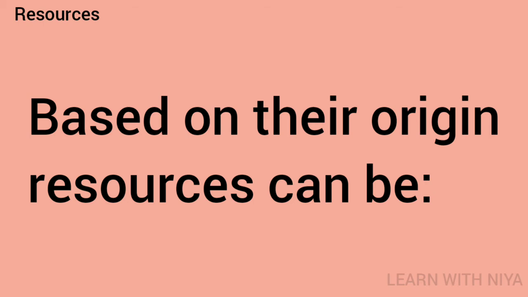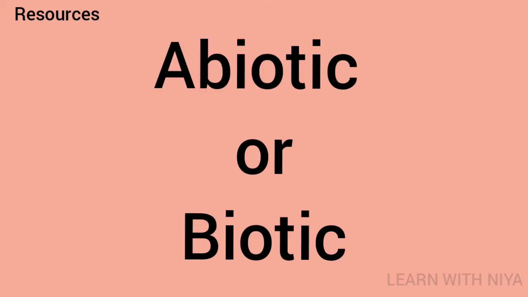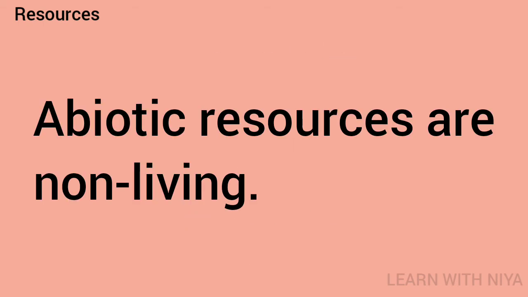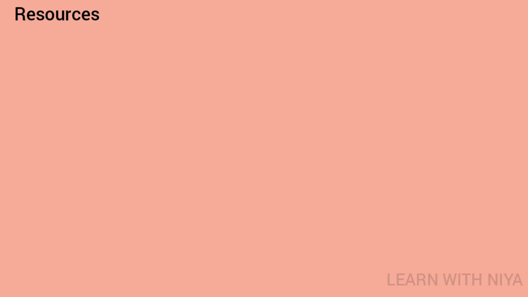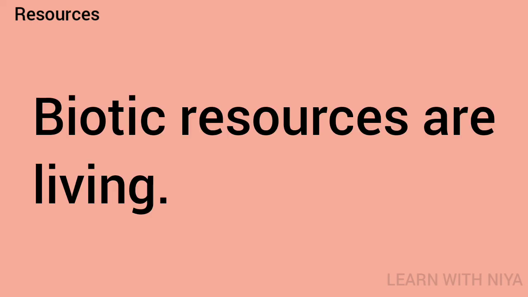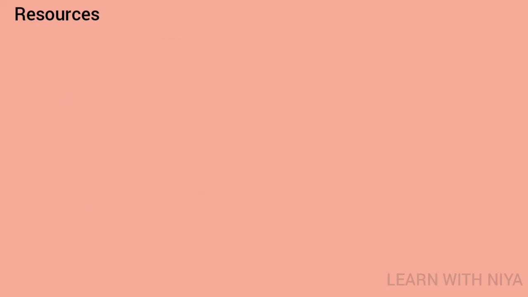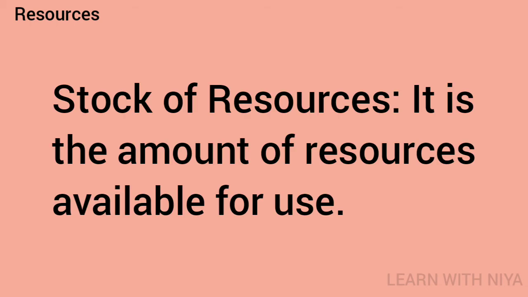Based on their origin, resources can be abiotic or biotic. Abiotic resources are non-living while biotic resources are living. Soils, rocks and minerals are abiotic, but plants and animals are biotic resources. Stock of resources. It is the amount of resources available for use.